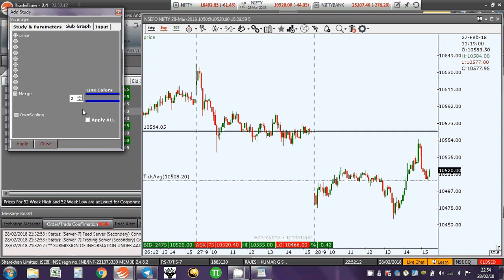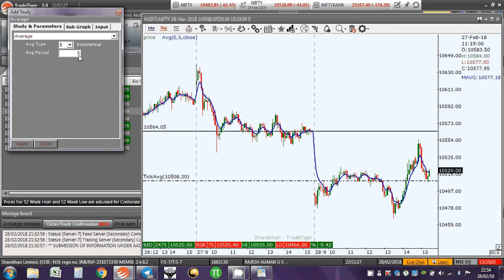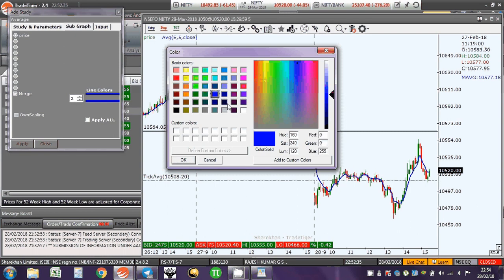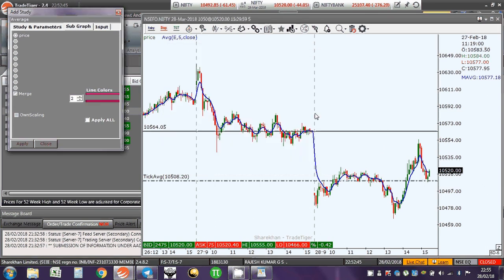You may ask why 5 days period. I am using 5 days period. It is so because in a week we have only 5 trading sessions, so I use 5 days. For 2 weeks we have only 10 working days. So for that, I'll use what color? What color will be good? Pink, probably dark pink. Apply.